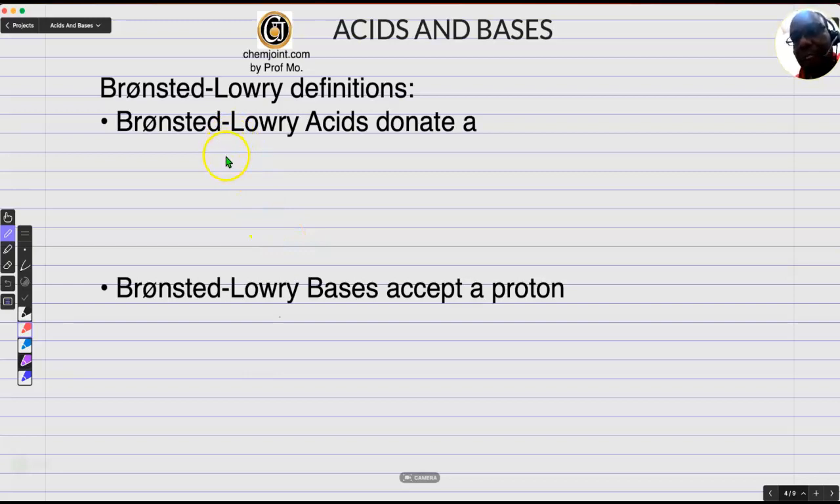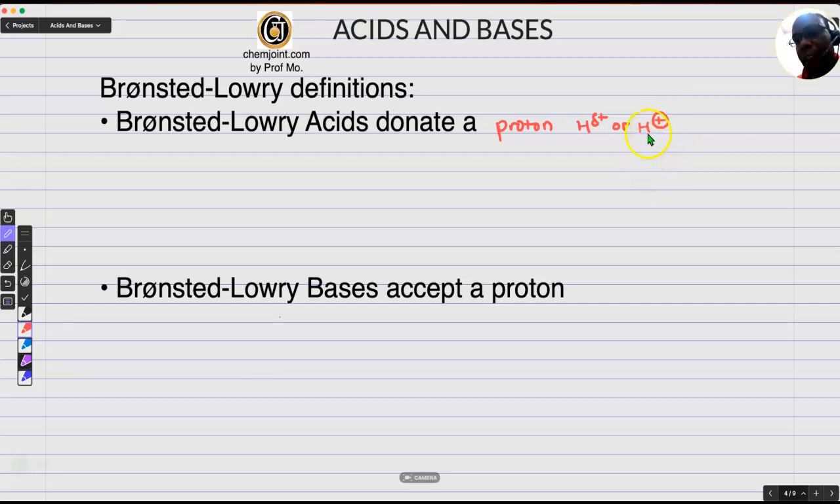What is a Bronsted-Lowry acid? A Bronsted-Lowry acid donates a proton. It's just a proton donor. It gives a proton. A proton is hydrogen that's partially positive, lacks some electron density, or lacks some electron presence, and also it could be completely positive, where there is no electron at all.